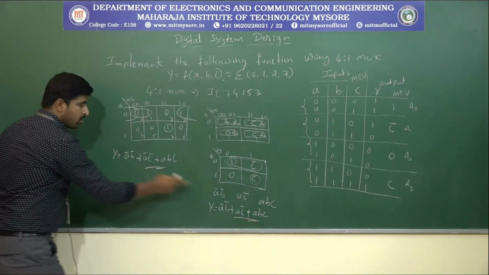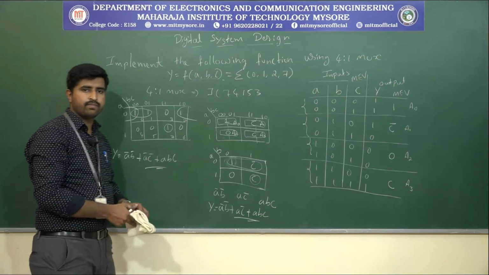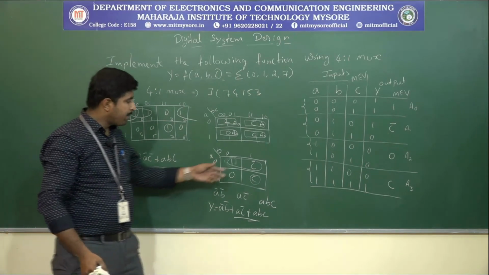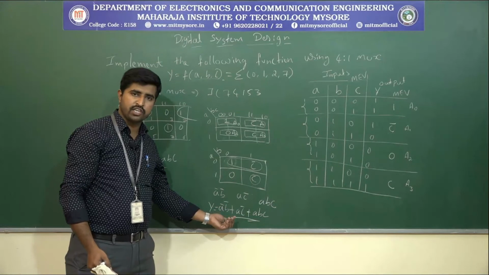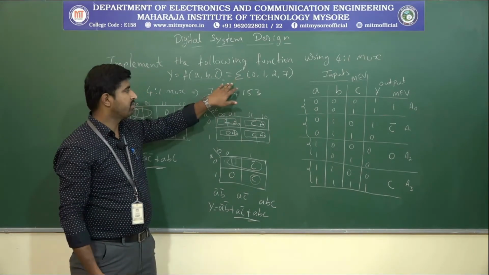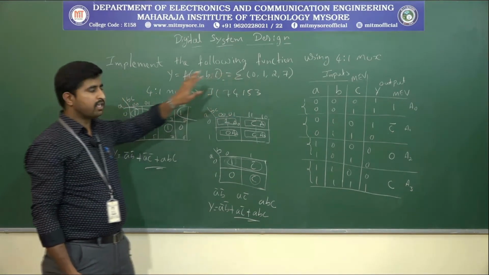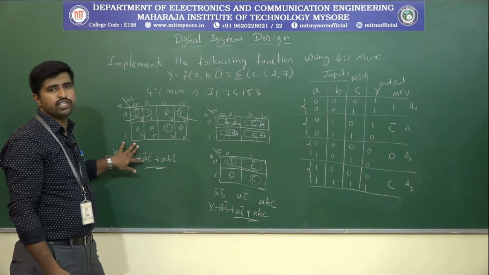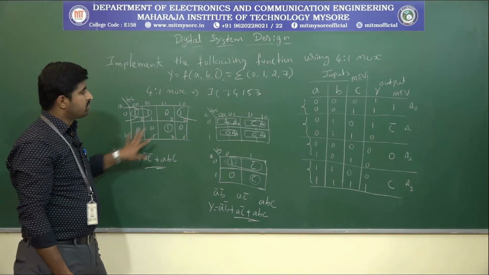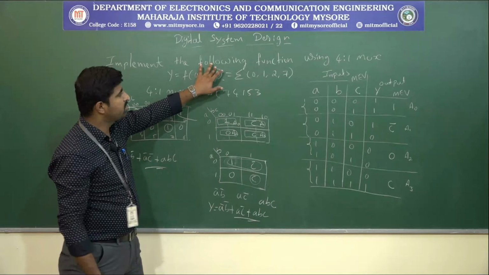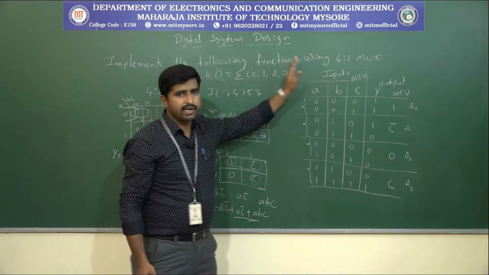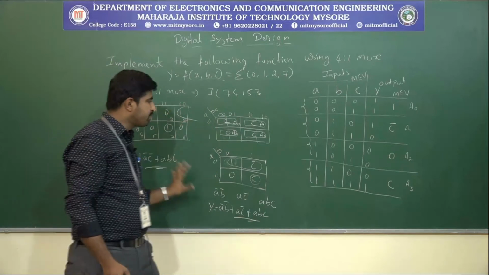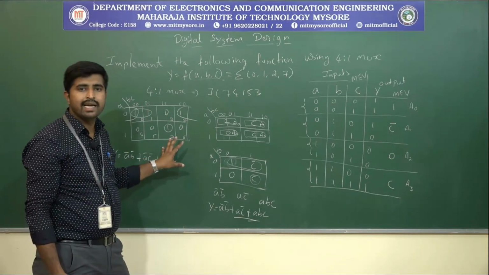So if you look at it, both the equations are the same. So by writing a map entered variable K map, we can also derive the switching equations, or from whatever the given function is, even from that we can derive the switching equation. So this is apart from the implementation using the 4:1 mux. I hope how to implement the 4:1 mux we already covered. So this is with respect to the map entered variable K map.